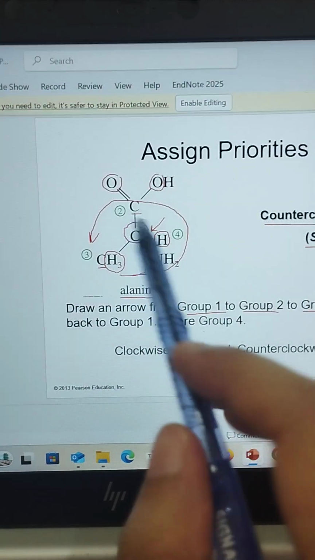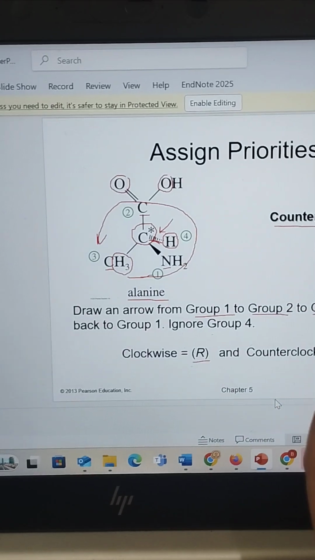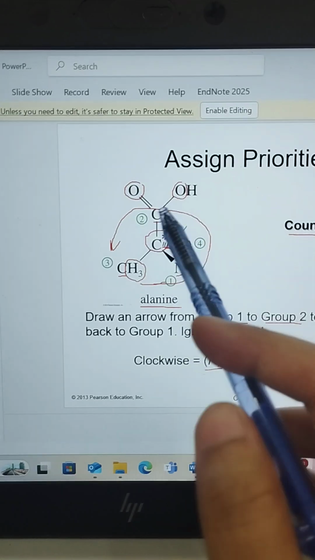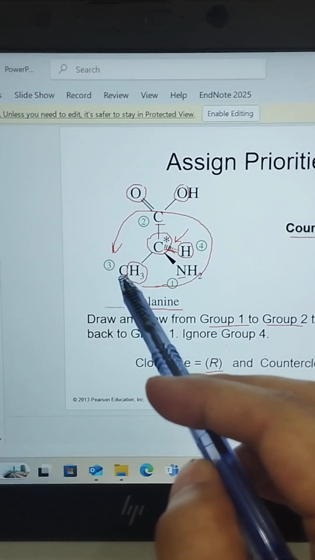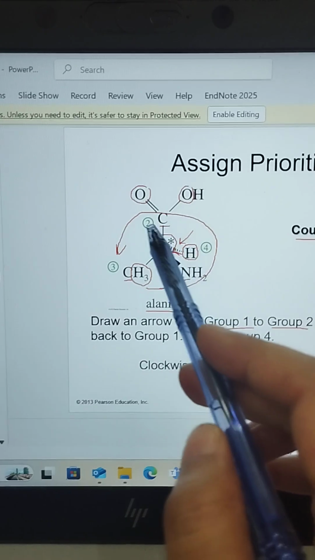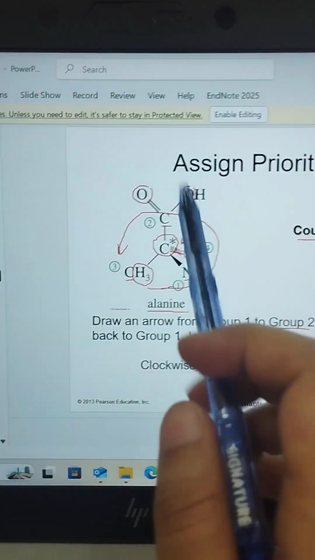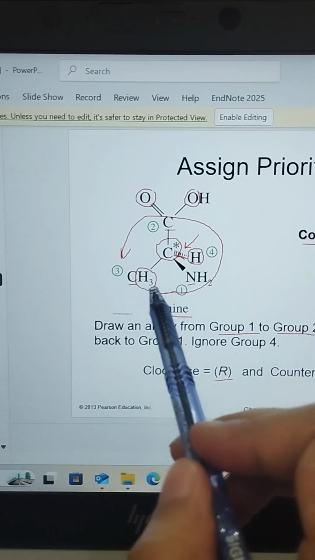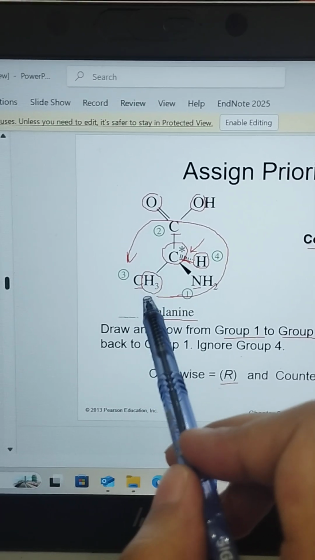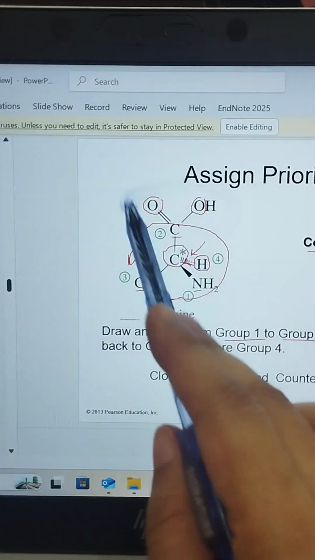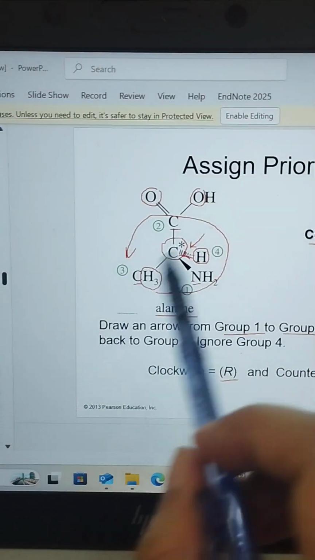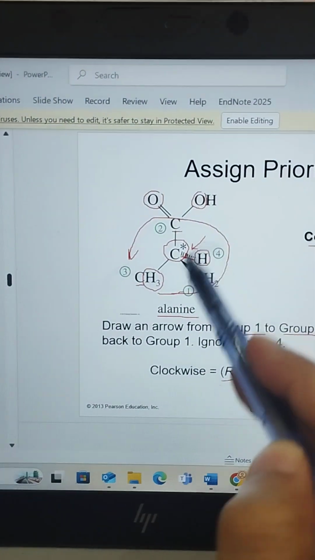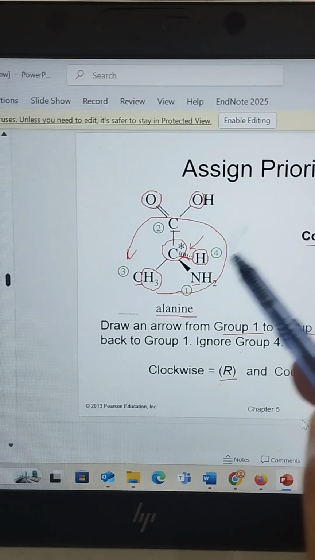But how will we assign the second or third priority group if the carbon is attached to the same two atoms, like this is also a carbon, this is also a carbon? Then we will see the secondary attachments. So this carbon has the secondary attachment of an oxygen atom, which has the highest atomic number, but this carbon has the secondary attachment of hydrogen, which has the lowest atomic number. So we will assign the second to this group, third to this group, and hydrogen has the lowest atomic number, so this would be the 4.